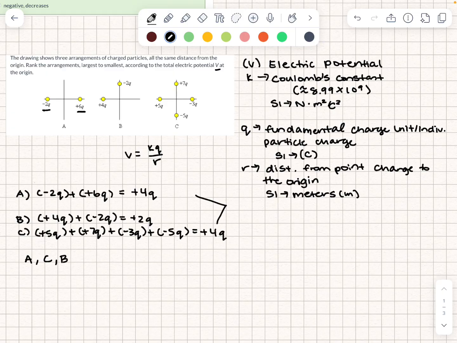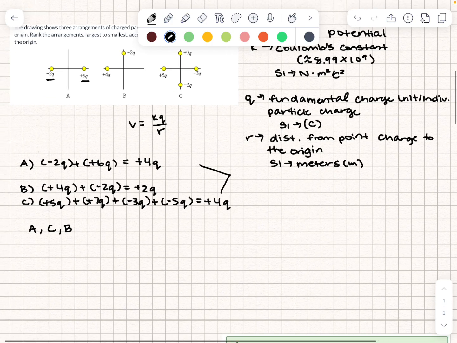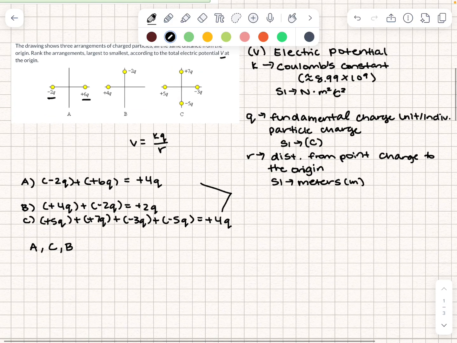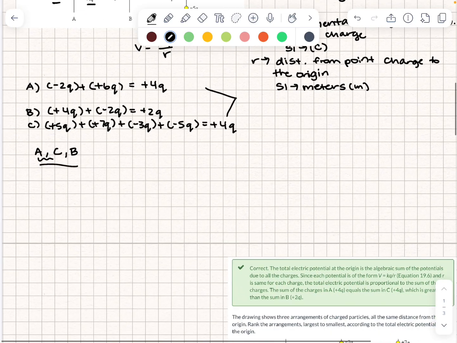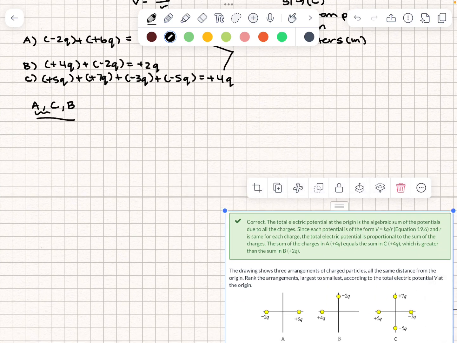So our answer for this problem, from largest to smallest, since these are equal, I just put ACB. Should be ACB, and A and C should be tied, so let's go ahead and check that. And it checks out.